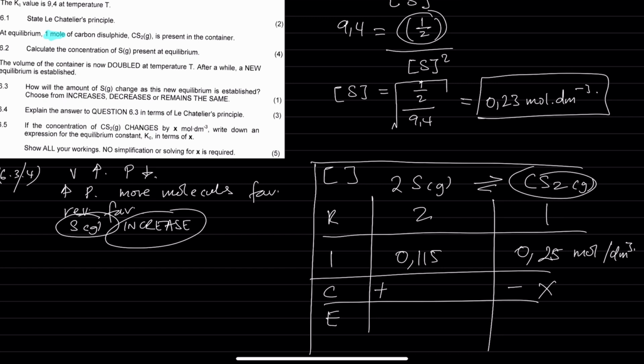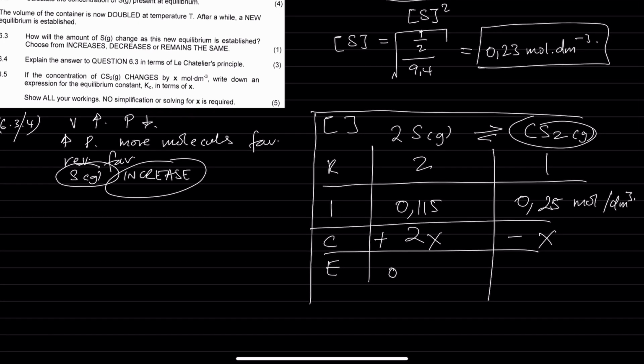Now, normally, the products would increase, the reactants would decrease. But in this scenario, because there was a change, the reverse reaction is actually favored, which means that you're going to have a plus on the left-hand side. Okay, now we use our ratio here. If that's 2 to 1, then this is going to be 2x. Now at equilibrium, we're going to have 0,115 plus 2x, and then here 0,25 minus x.